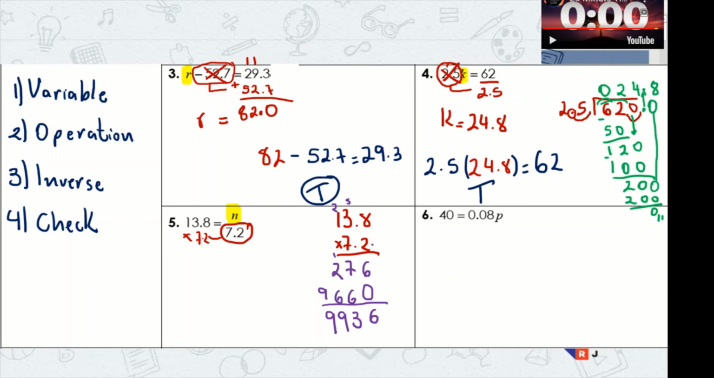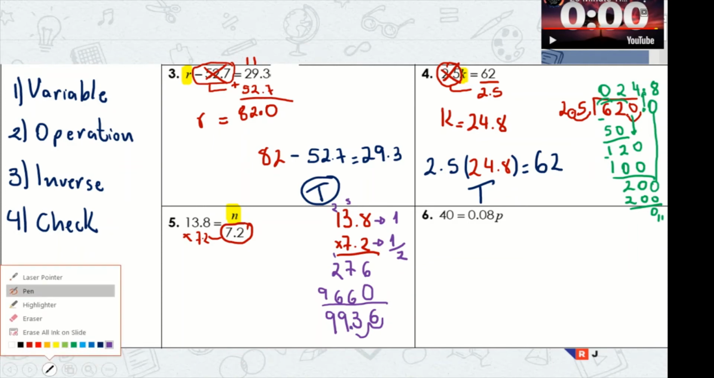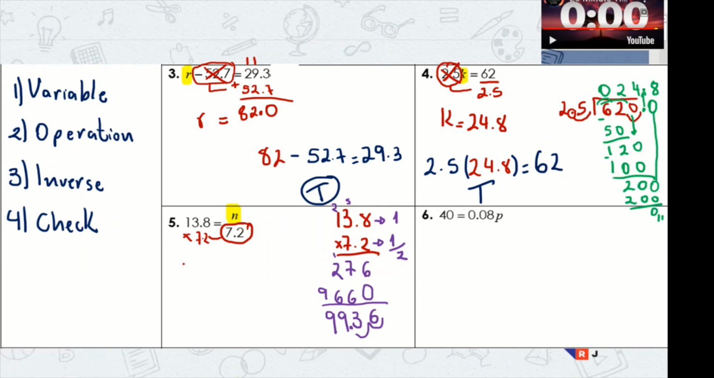The decimal points. What do I have to do about the decimals? Yes. I need to count how many decimal places I have. How many place values I have after the decimal point. I have one place value here and one place value here. In total, I have 2. Then I need to walk back 2. 1, 2. That's my number. 99 and 36 hundredths. That's it, guys. 99.36 equals n. I need to check right now.